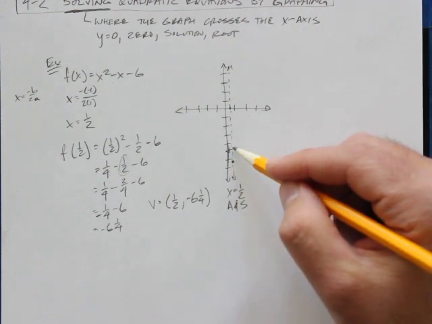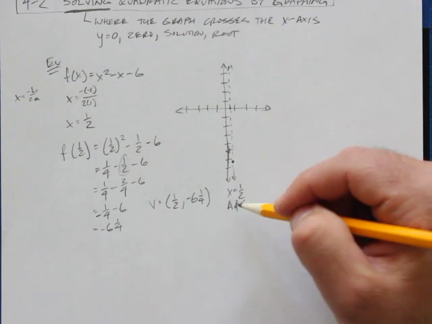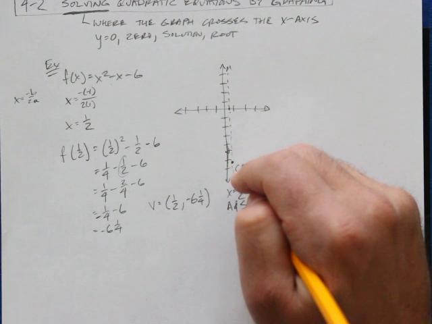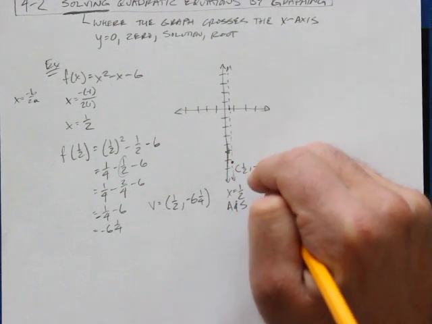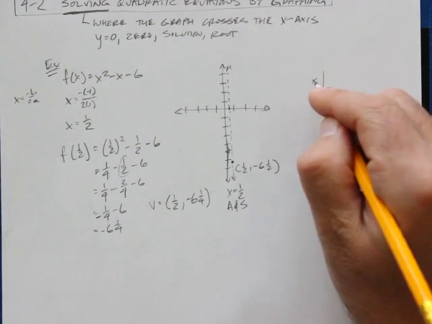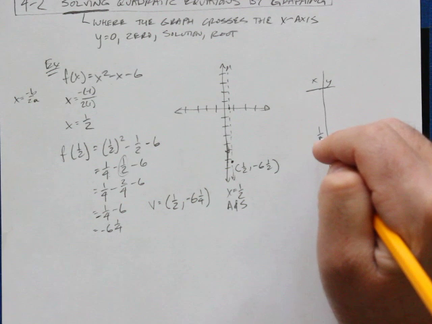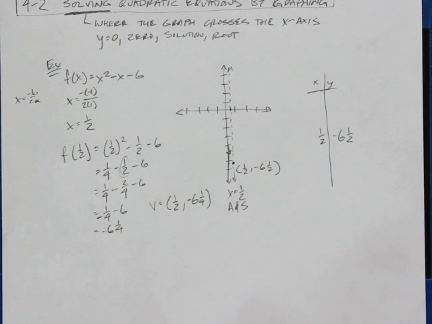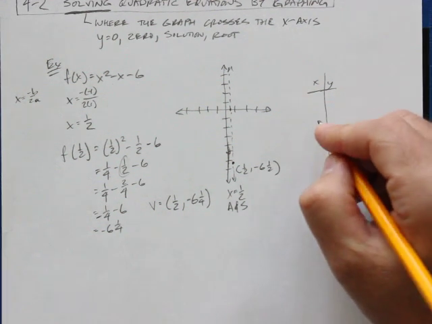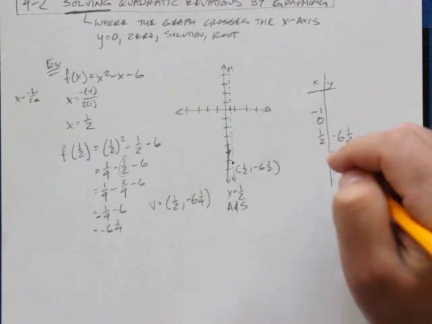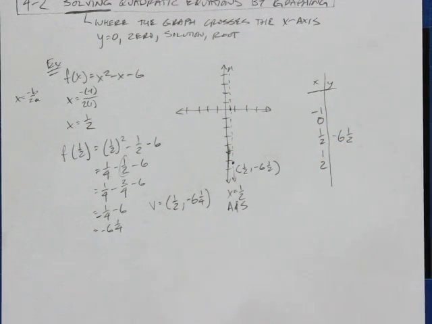Now I have to decide, is this going to go up or down? This is going to open up, so I can write my vertex here without being scared of it getting in the way. There's my vertex. Let's plot some points. Now our vertex is ugly, 1/2 and negative 6 1/4. But we don't have to choose ugly points to plug in here. Let's plug in 0 and negative 1 and 1 and 2. Let's plug in good numbers.